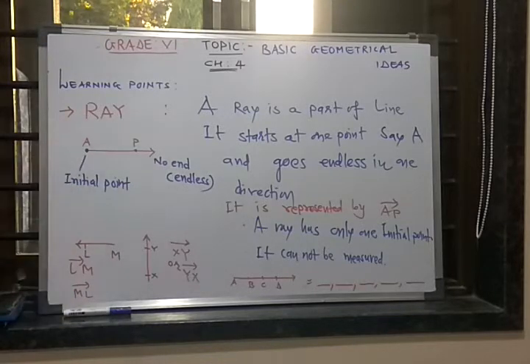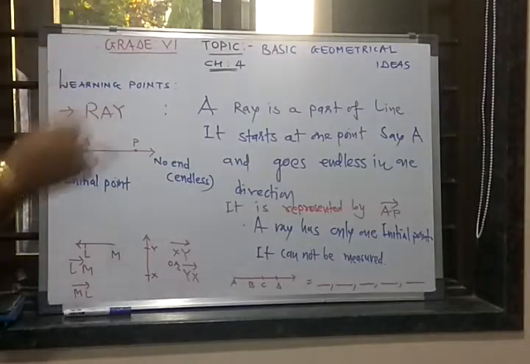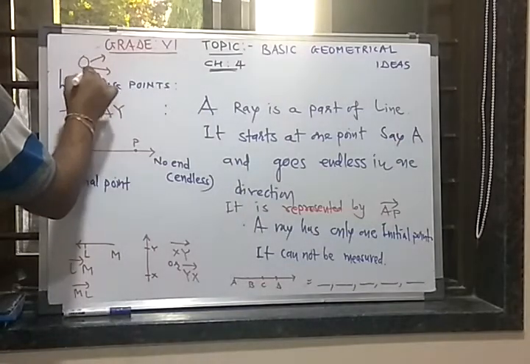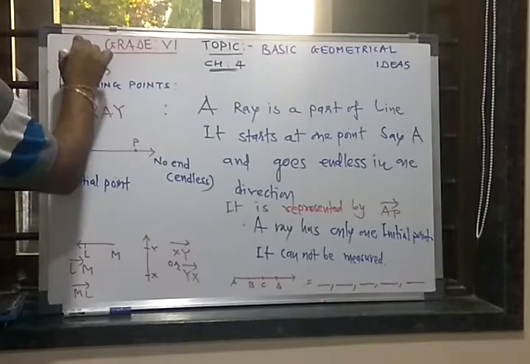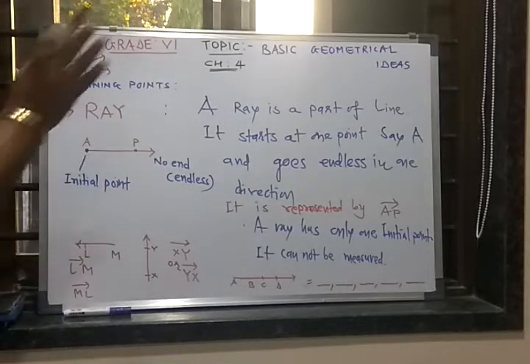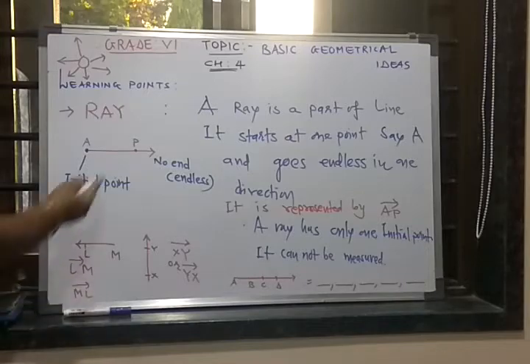Next point, ray. Students, where can you see a ray? Where can you draw a ray? When you draw the sun, at that time you draw like this way. So these all are rays. You can find this ray diagram in traffic symbols also. Go to this side, go to that side, wherever the arrow is there. So now it's a very simple definition.